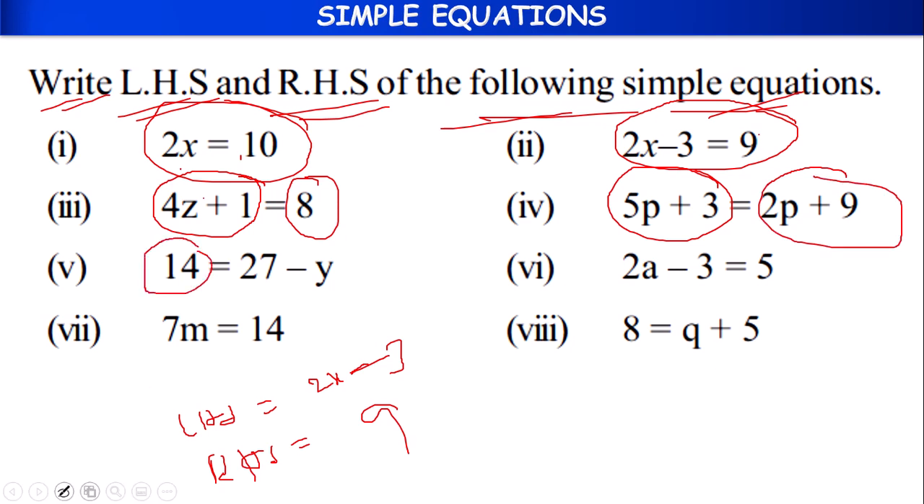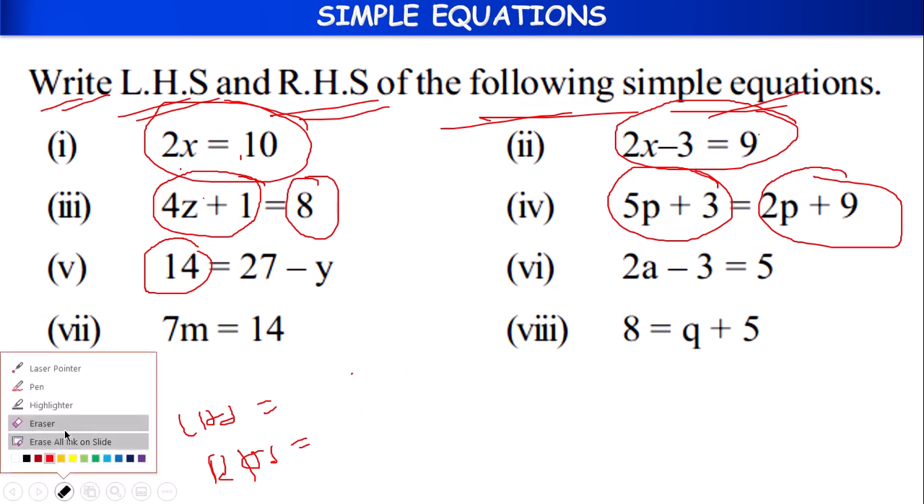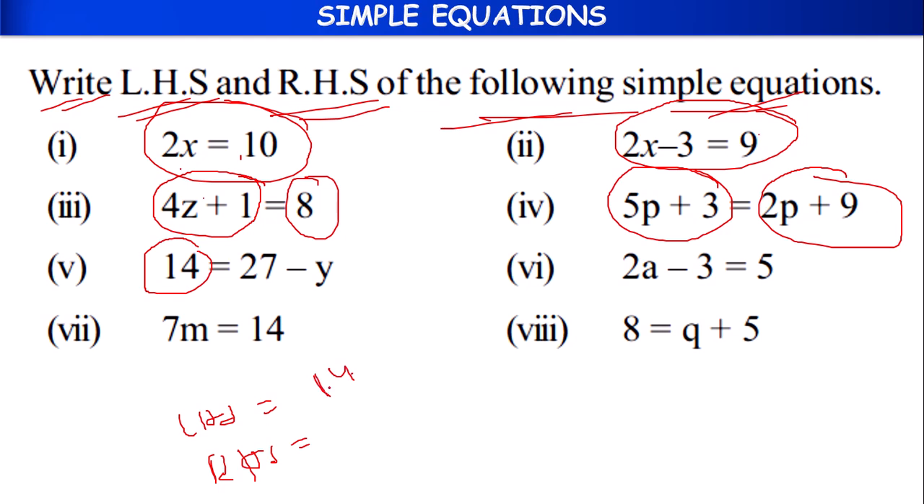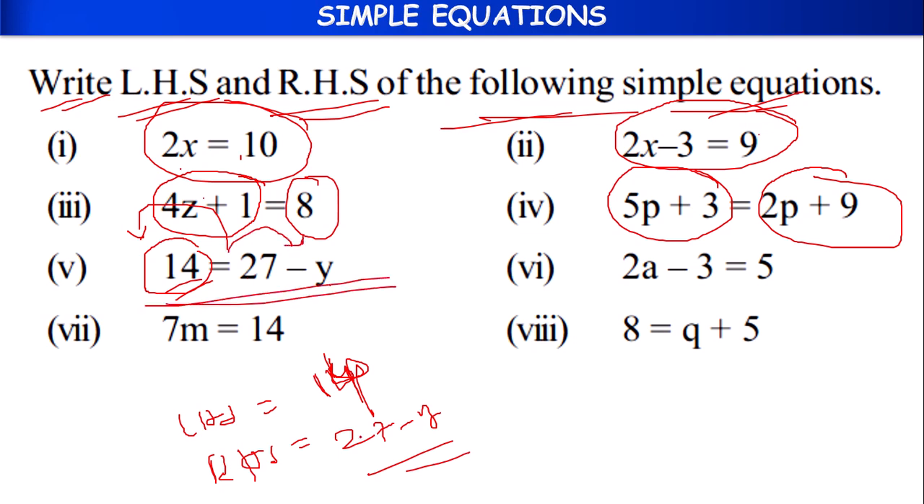LHS 14. So here in the fifth question, on the left hand side we have a number. So we have to write LHS 14 only. There is no variable, so it is not LHS, we should not think like that. It is on the left hand side of the equality sign. Though it is a number, it is considered as LHS. On the right hand side we have 27 minus 5, which is RHS. So in this equation, the variable is present in the RHS. That's all. So like this, children, if we know the equation, we can write LHS and RHS of any equation.